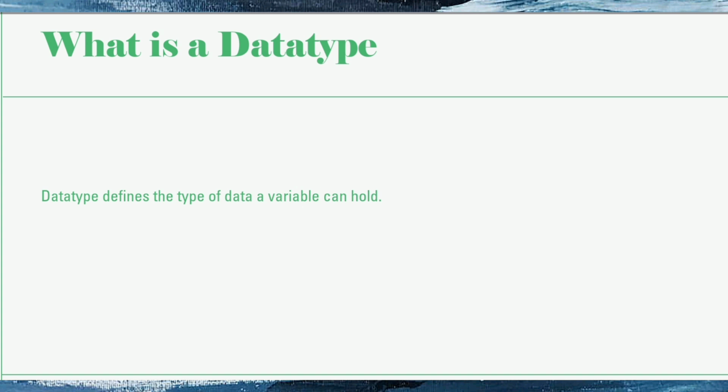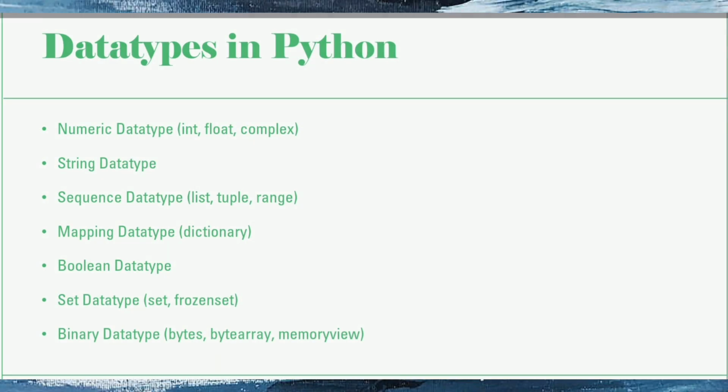Data type specifies the type of data that a variable or object can hold in a programming language. It defines the operations that can be performed on the data and the way it is stored in memory. In Python, we have the following built-in data types.